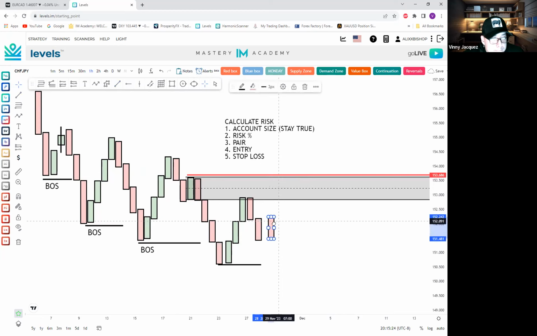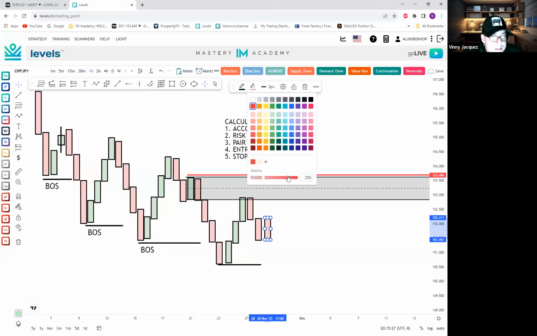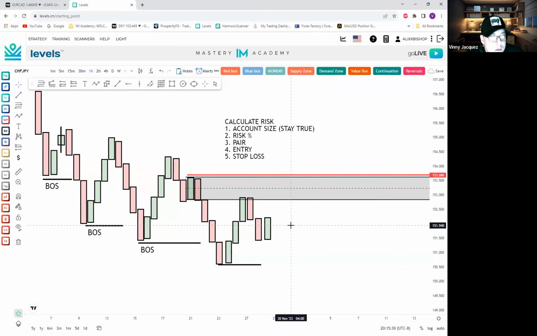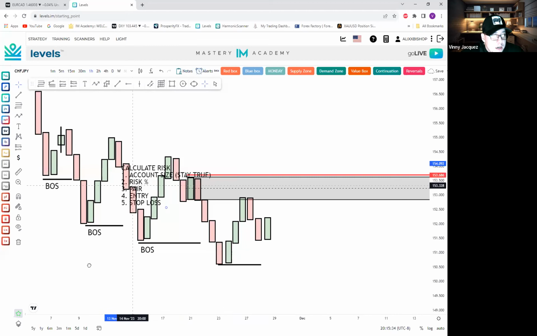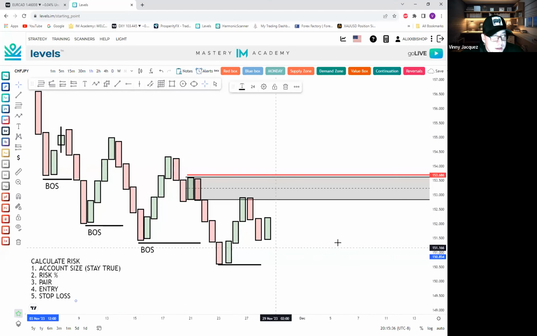So let's just say market put us in some blues, but it's not really giving us the movement that we want, right? It's not really giving us the movement that we want. Let's just keep this over here on this left-hand side.